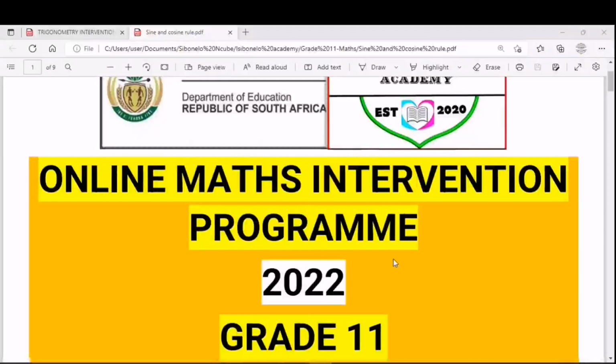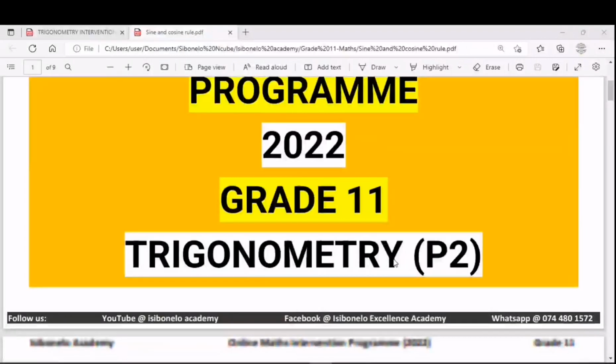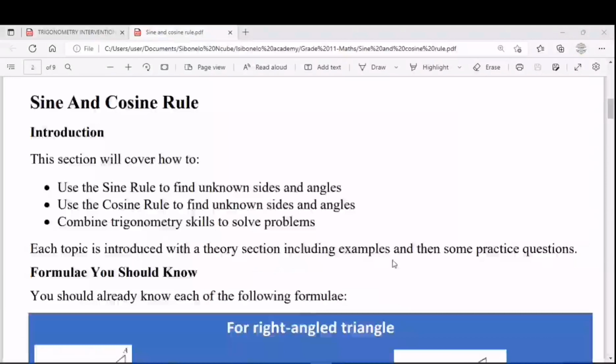This is episode 3. Yes, I think this is message 92 on this program. So this is the third episode. So today we're going to be doing the sine and the cosine rule.